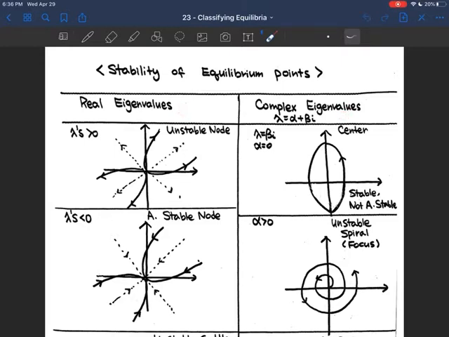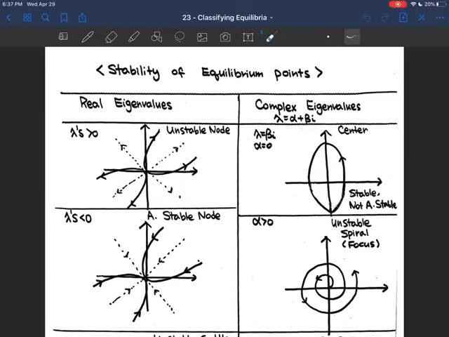We're not going to deal with the cases where one of the lambdas equals 0. Those are the so-called degenerate cases, and those are not going to be so important for us. So we're going to pass over that and not worry about degenerate equilibria at this time. Okay, now suppose instead of having real eigenvalues, we have complex eigenvalues.